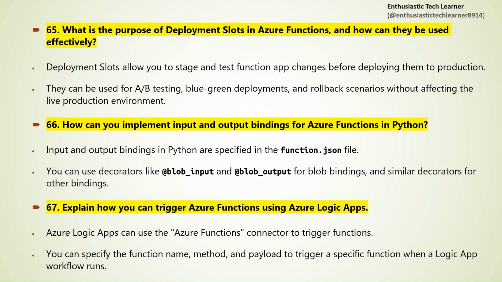How can you implement input and output bindings for Azure Functions in Python? Input and output bindings in Python are specified in the function.json file. You can use decorators like @blob_input and @blob_output for blob bindings and similar decorators for other bindings.